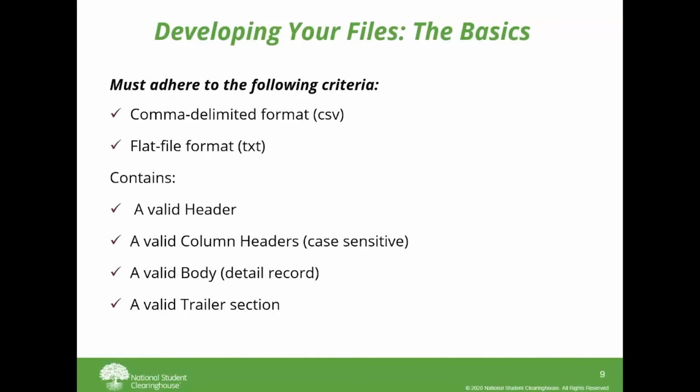Your file must be in CSV or text extension. Each file contains the following sections. The header record identifies the sending organization and the file type. The column header record is the second row of the data file, and the labels are case sensitive. Please make sure that you follow these guidelines carefully and check for spelling.